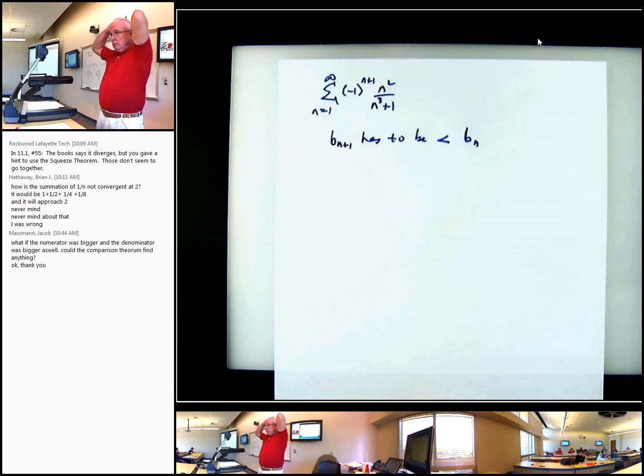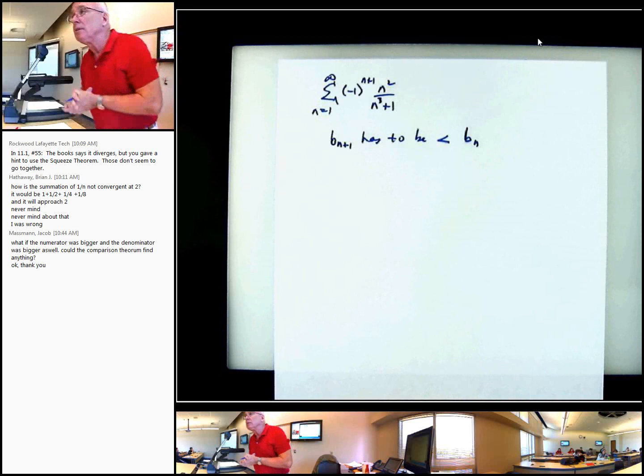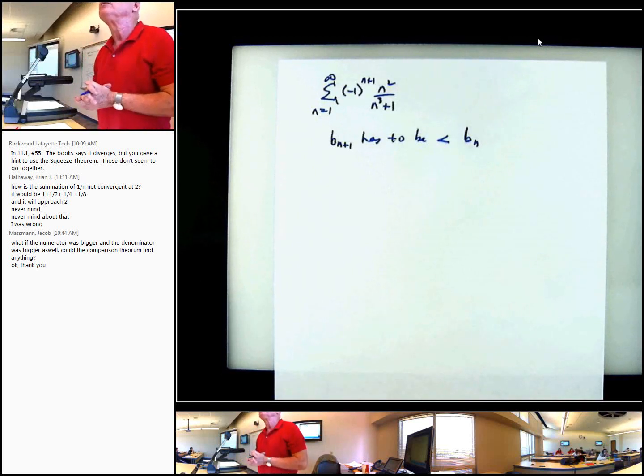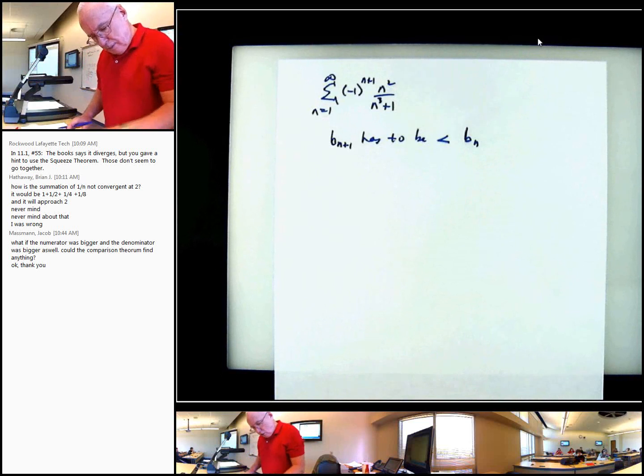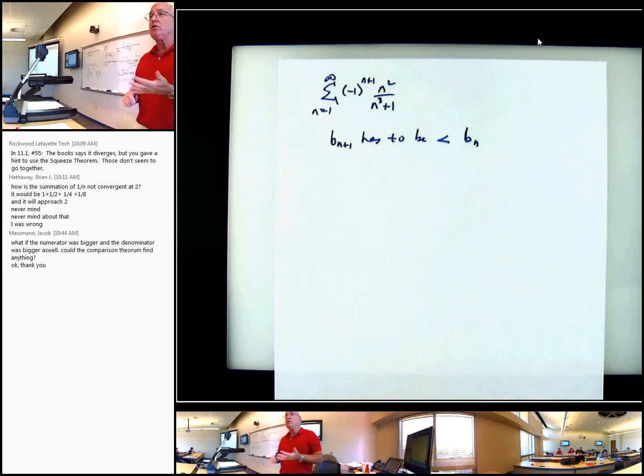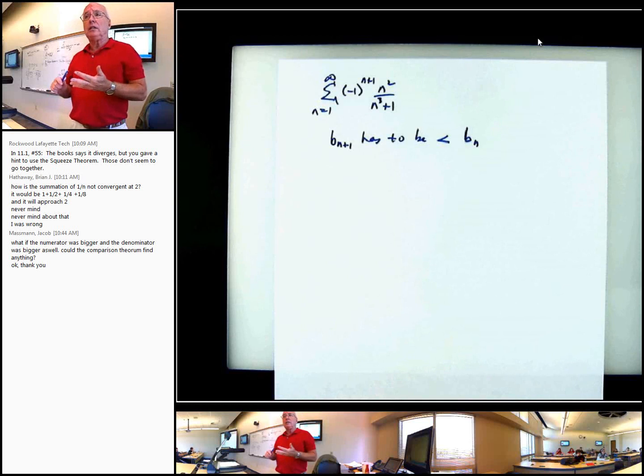Yes, Jenna? You said we needed to apply the test, but we didn't apply it. Are you talking about the last problem? We met the two criteria: that the limit of the b sub n's is equal to 0, and that they're decreasing, b sub n plus 1 is less than bn. Those are our two criteria, so I can therefore just say that it converges by the alternating series test.